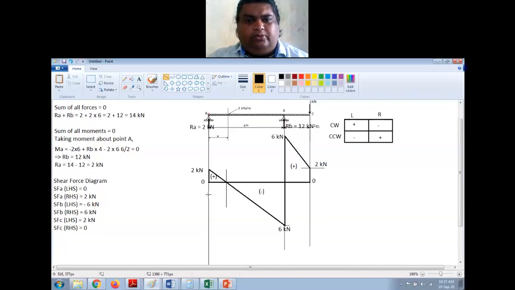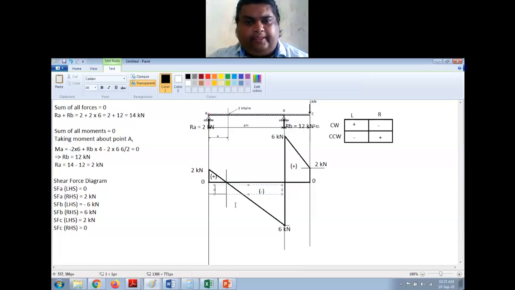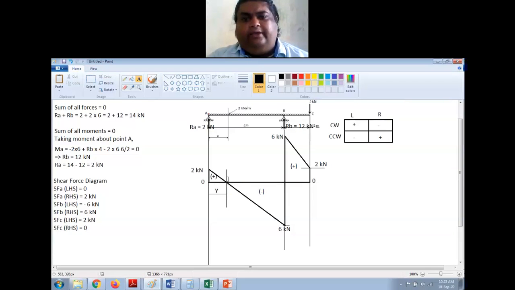I'll call this point Y. I have taken this X already. Point Y is at some distance from A, where I will be having the maximum bending moment, right? So I need to find this point. Now, how to find this point?